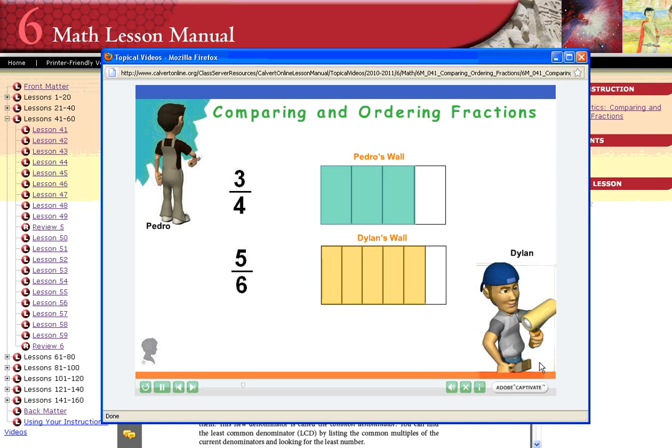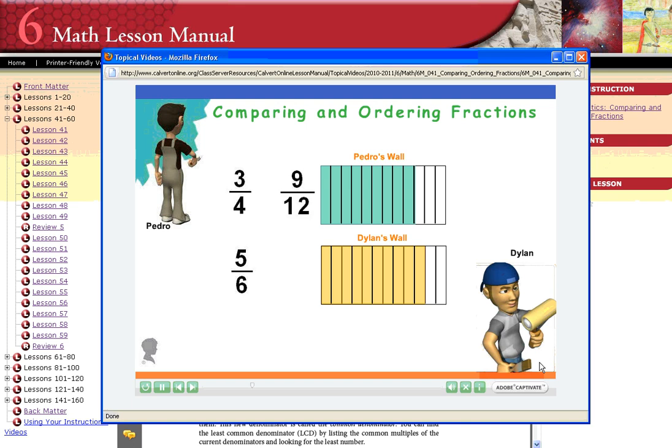You probably don't want to take the time to draw pictures every time you need to compare fractions. Examine what happens when you divide both walls into 12ths. The shaded area of Pedro's wall covers 9 of the 12 parts, which can be represented by the fraction 9/12. In the same way, the shaded area of Dylan's wall covers 10 of the 12 parts, so it can be shown by the fraction 10/12.